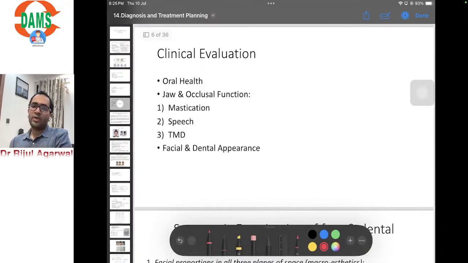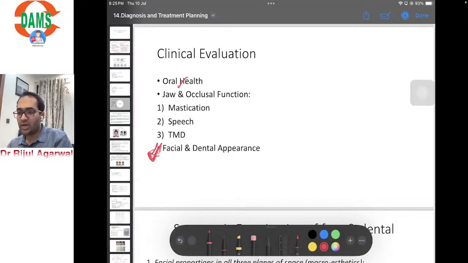Beginning with the clinical evaluation. So first, for an orthodontic patient, oral health, oral hygiene. Next, jaw and occlusal function to assess the mastication, speech, TMD disorders, and lastly the facial and dental appearance. So what I am going to discuss is facial and dental appearance, which is important for an orthodontic case. Oral health, you all know, periodontally and all, that's already covered.